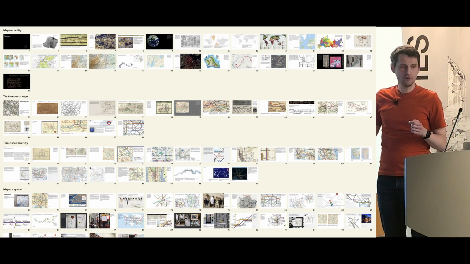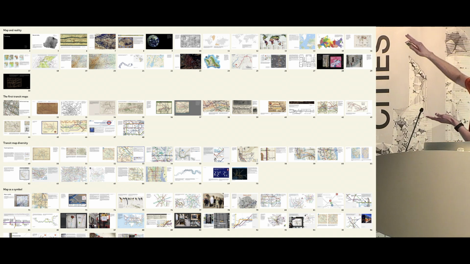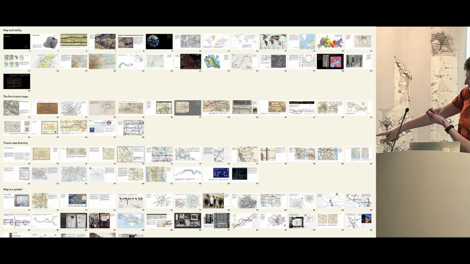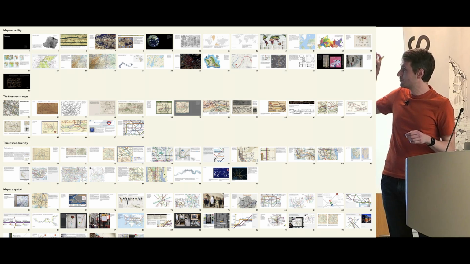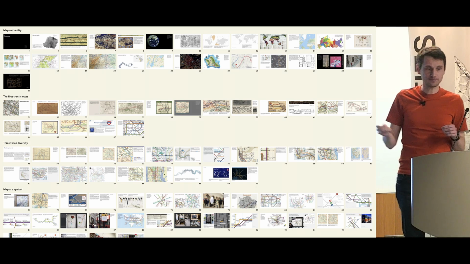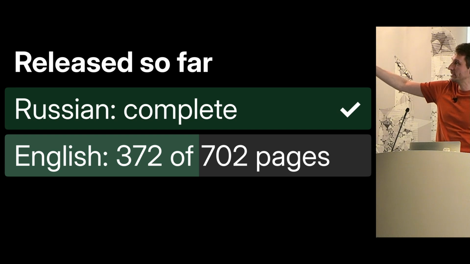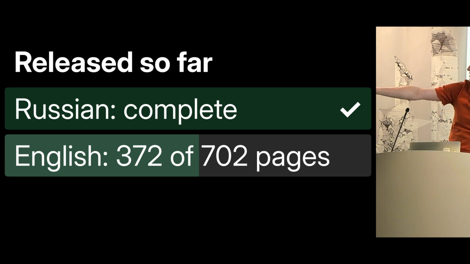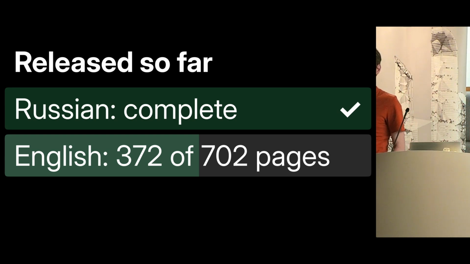So it's a digital book. This is a piece of the table of contents. It shows about 90-something pages out of 702. It's quite a large book with a lot of images and a lot of text. The Russian version has been long complete, and I'm working on the English version, and it has 372 pages out of, as I said, 702 already published.